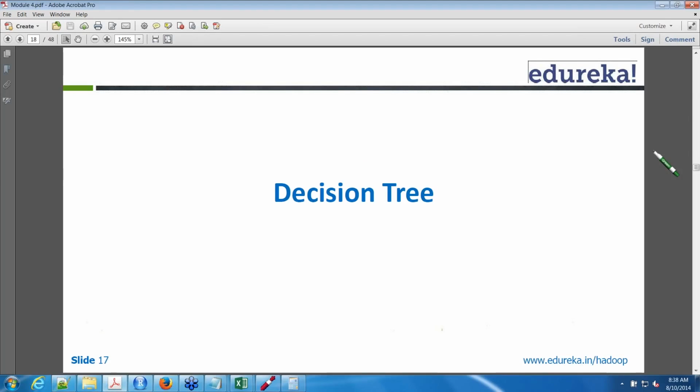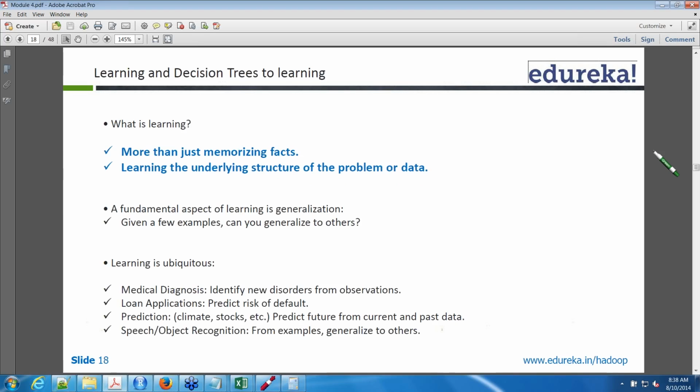Decision tree. A tree kind of a structure which helps us to make some decisions out of the data, which helps to classify the data. And we are going to see the classification using decision tree.